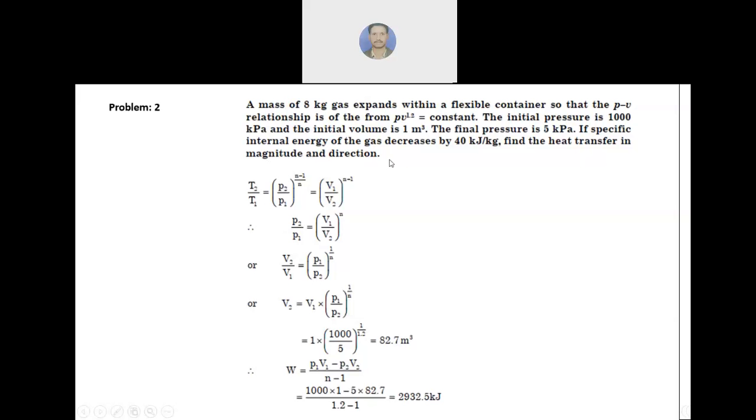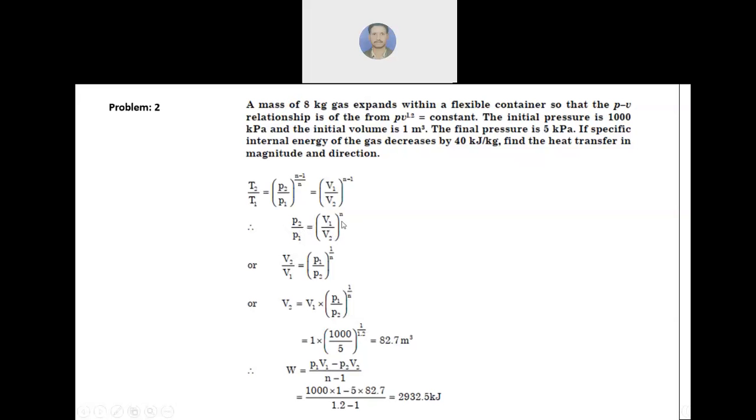Now, you know the initial and final pressure, and you know the initial volume. So you know initial pressure and initial volume, and the final pressure, so you can calculate the final volume. What is the relationship? These are some PVT relationships I told you in the previous class. The relationship between pressure and volume is P2 by P1 equals V1 by V2 to the power n.